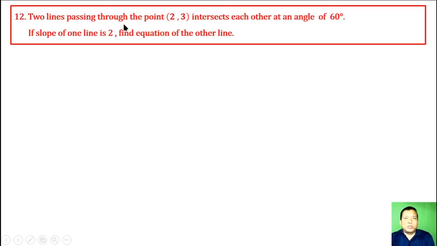Two lines passing through the point (2, 3) intersect each other at an angle of 60 degrees. Two lines pass through this point (2, 3), and they make an angle of 60 degrees. If the slope of one line is 2, what is the other slope? Find the equation of the other line.